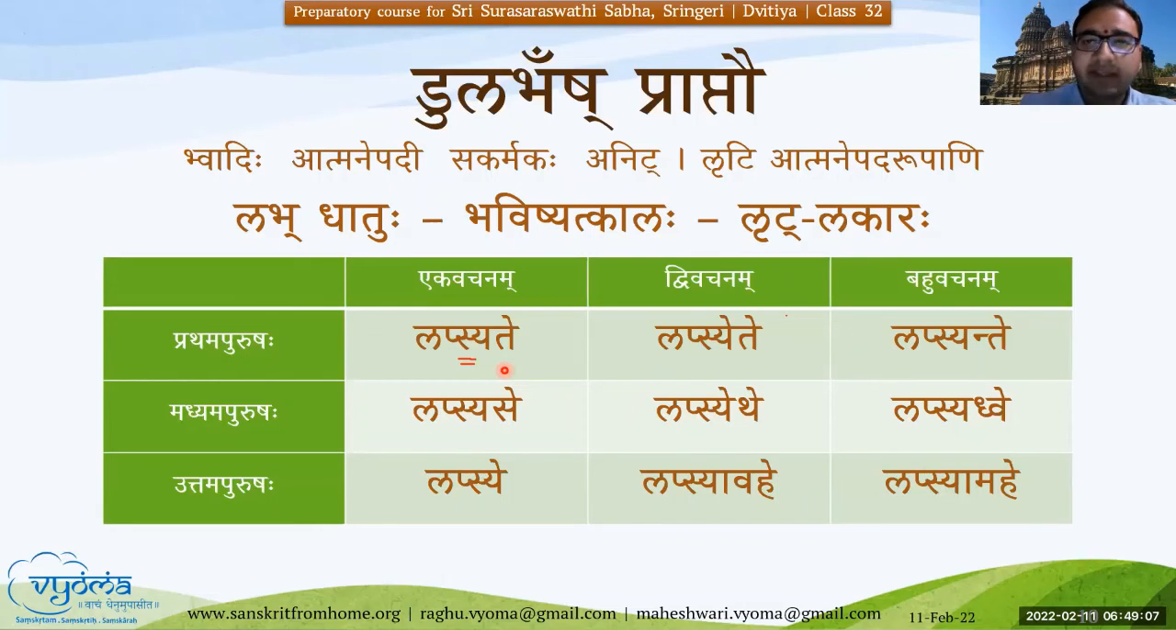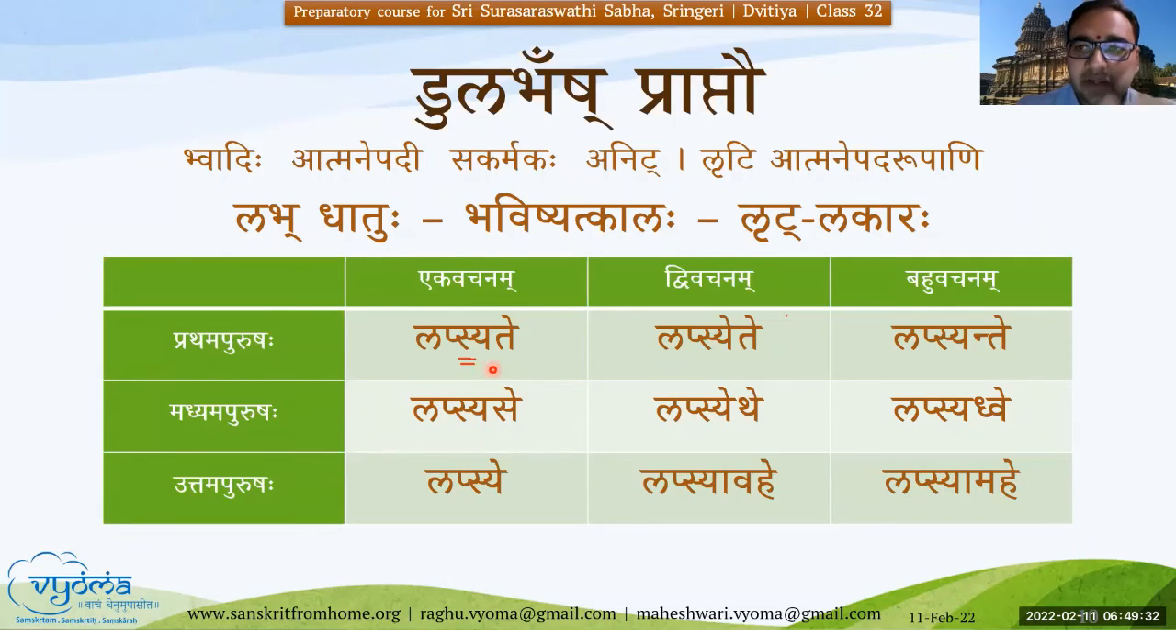Okay. Now the next step in this is to add one more word. If you ask a question, kim lapsyate, what will he get? Or saha kim lapsyate, if you ask a question, then you can say saha jnanam lapsyate, saha buddhim lapsyate, saha dhanam lapsyate. Anything you can think of, and then you can say pustakam lapsyate, he will get a book. It can be anything, right?